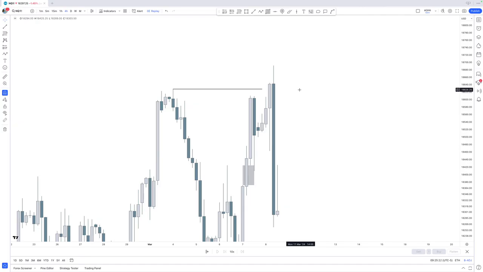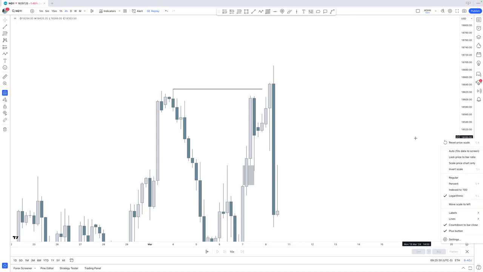Let's see. It looks like you are using logarithmic scale. Any reason for that? No, there's not really a reason for that, to be honest. I've just always had it unconsciously, so I was not even aware of it, to be honest.